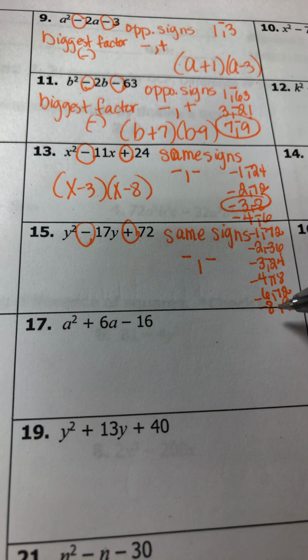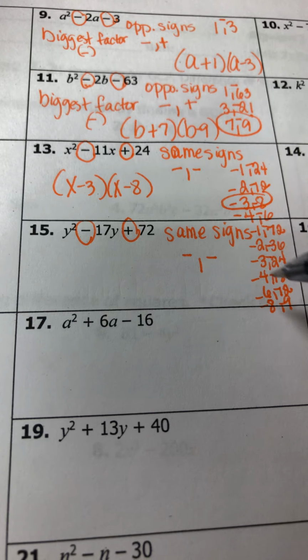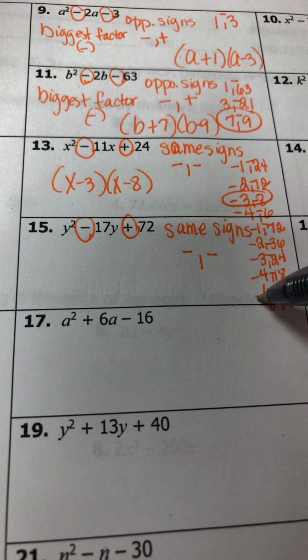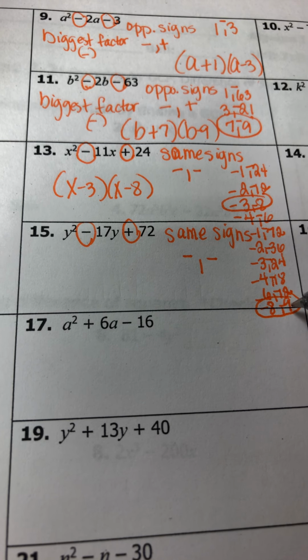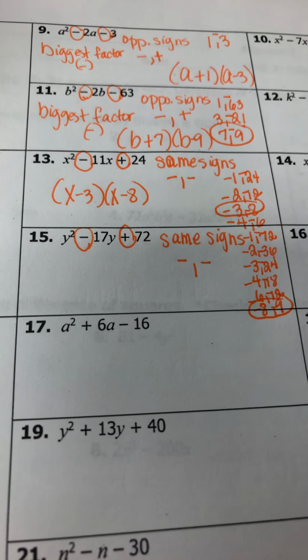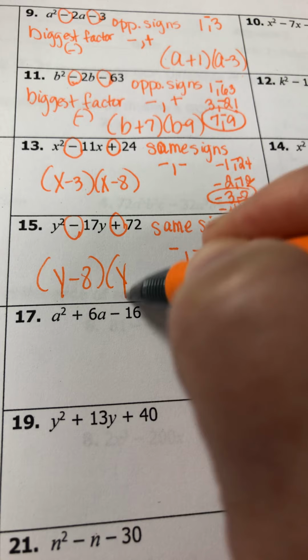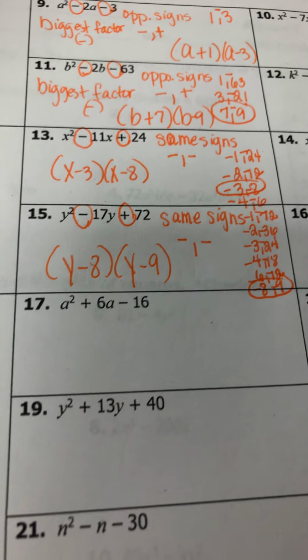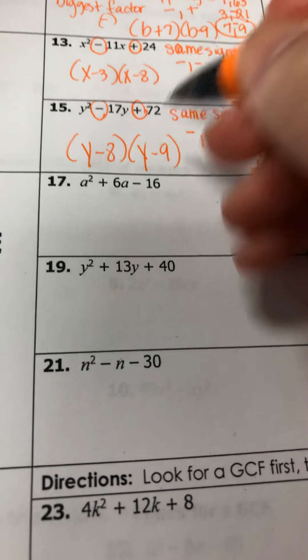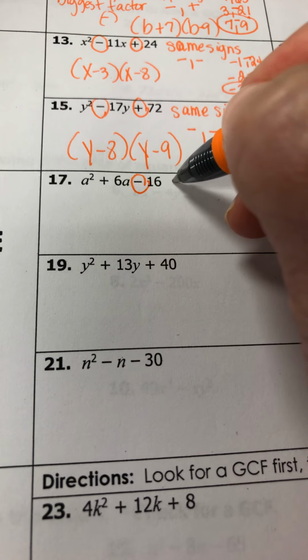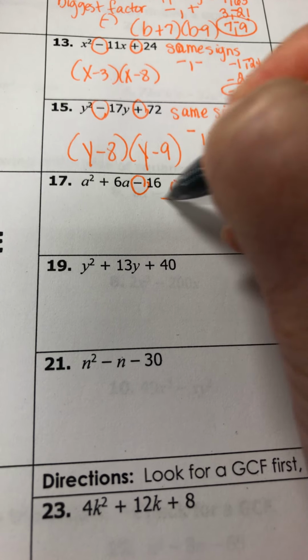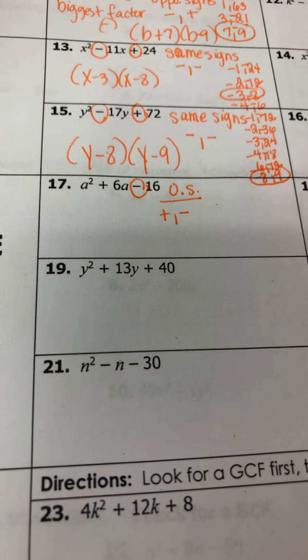So all of these multiply together to give me positive 72, but only negative 8 plus negative 9 will add together to give me negative 17. So I have y minus 8, y minus 9. Number 17, C is negative, so that means I need opposite signs, a positive and a negative.